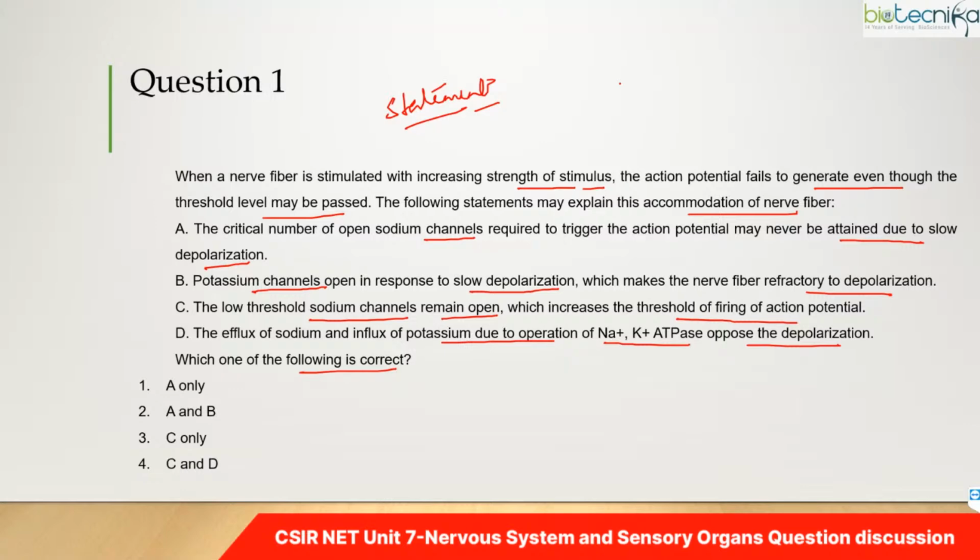What it depends on, whenever action potential is generated. So on what it depends. So the question is related to that. Okay, so the graph of action potential is something like this, right? This is the depolarization, this is the repolarization, and then there will be a hyperpolarization state where it will become more negative and then return back. So it says a nerve fiber is stimulated with the increasing strength of stimulus. Even though it's increasing strength, the action potential fails to generate, even though the threshold level may be passed. Okay, so even if the threshold level is reached, still the action potential is not reached. Okay, so this is based on accommodation of nerve fiber. So it is related to the number of sodium channels, potassium channels, right? So let's discuss the answer for this question.